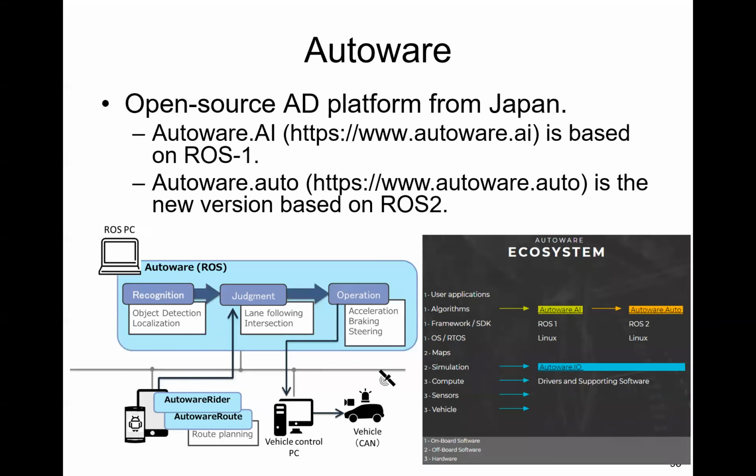The other one is AutoWare. It's an open source platform from Japan. There are two versions: one is based on ROS 1, one is based on ROS 2. As I said, the main problem with ROS is that it's difficult or impossible to perform high levels of safety certification with ROS. That's why Apollo replaced ROS with their own system. But AutoWare still relies on ROS.